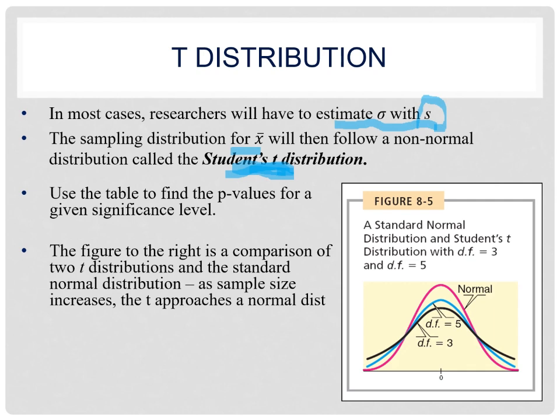So we're going to use the t-distribution to find p-values. This just says the figure to the right is a comparison of two t-distributions and the normal distribution. So you can see as sample size increases, the t-distribution approaches the normal. And that's the idea, that the bigger the sample size, the more this distribution is going to get closer and closer to a normal curve.